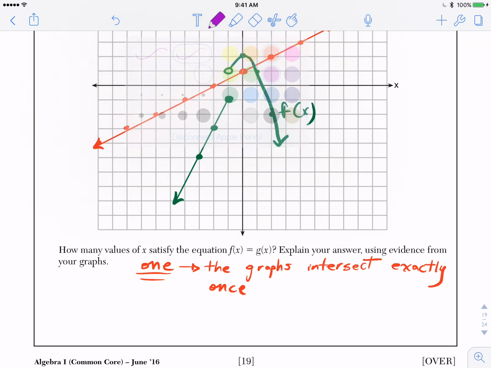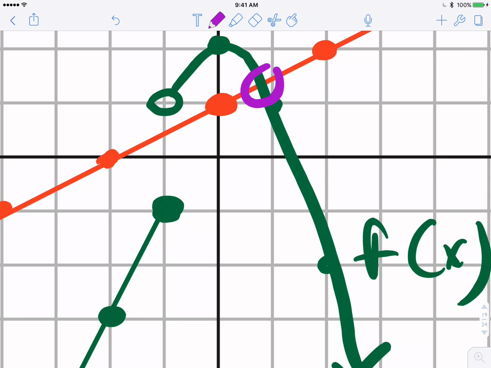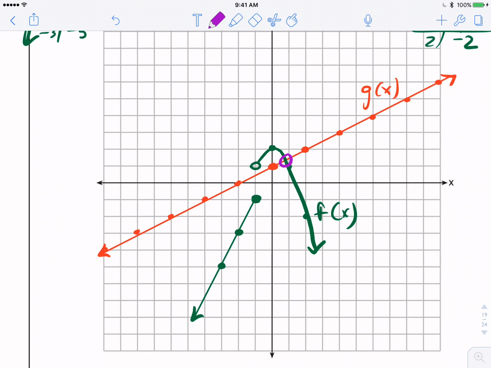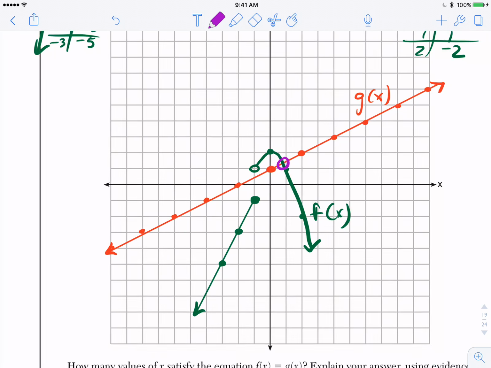And I'll highlight it here. You wouldn't have to do this, but they're intersecting right here. So at this point, f of x is equal to g of x, and they're not hitting anywhere else. If you extended maybe the left side of that parabola, maybe you could have put 2 by accident and made a mistake, but they should only intersect exactly once. So that's the answer to the question on the bottom there.